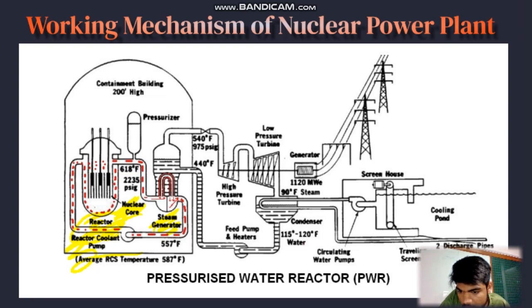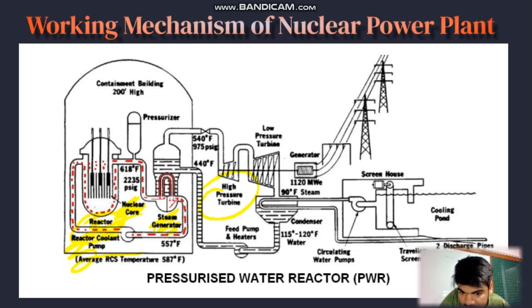Further, let's discuss this high pressure turbine. The high pressure steam from the steam generator flows into the high pressure turbine. As it passes through the turbine blades, the steam's high pressure and high temperature energy is converted into rotational mechanical energy, causing the turbine to spin.